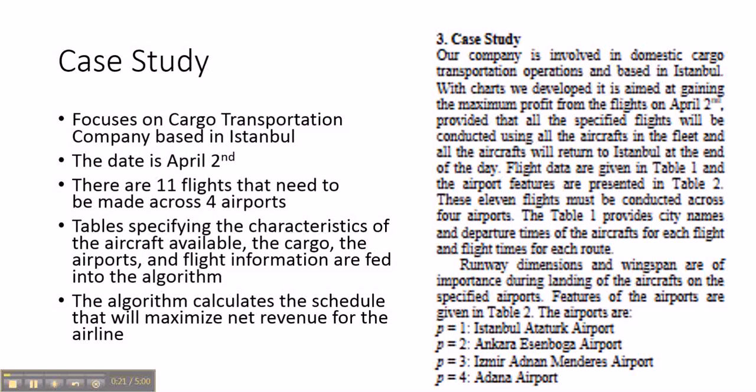The date is April 2nd. There are 11 flights that need to be made across 4 airports. Tables specifying the characteristics of the aircraft available, the cargo, the airports, and flight information are fed into the algorithm. The algorithm calculates the schedule that will maximize the net revenue for the airline.